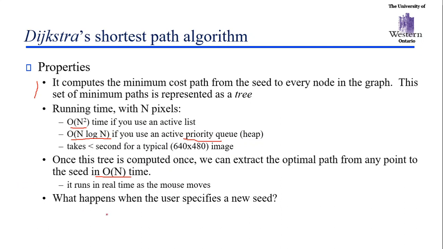What happens when the user specifies a new seed? Then it will once again have to run Dijkstra's algorithm. So a correction: finding the path back is linear time, not constant time. I made a mistake there.